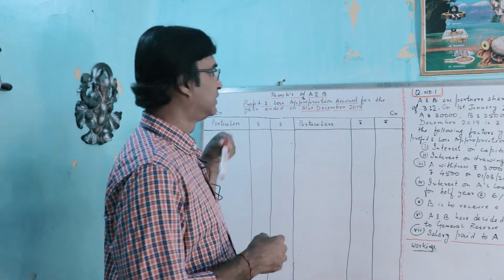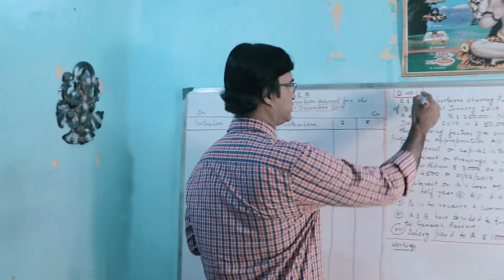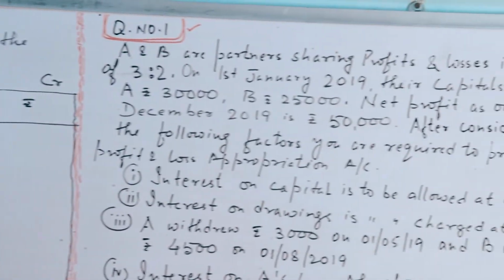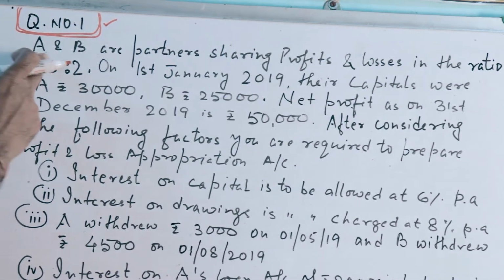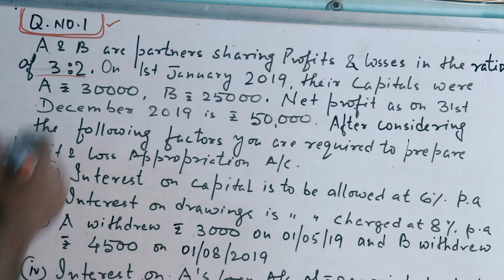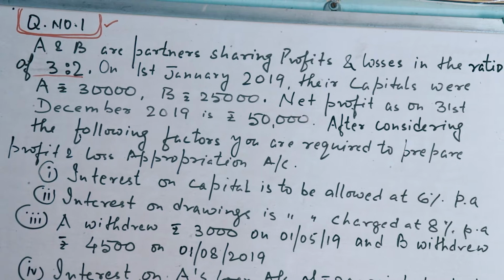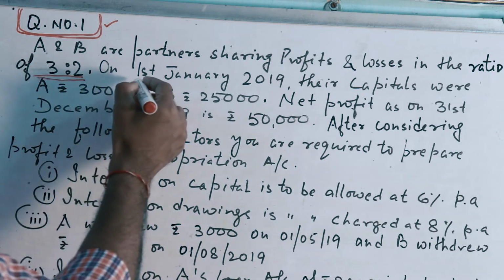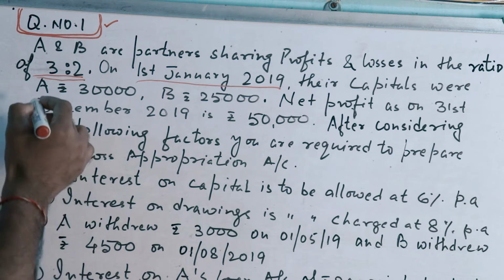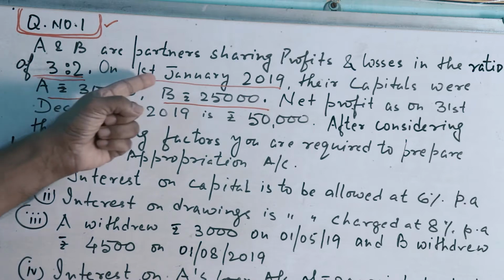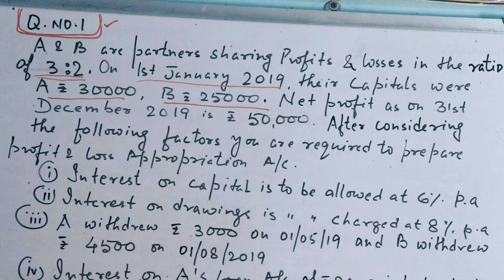So now look at this question. Here is the question I have already written. A and B are partners sharing profits and losses in the ratio of 3:2. There are two partners, A and B. They have decided to share profits or loss in the ratio of 3:2. On 1st January 2019, their capital were A 30,000, B 25,000. That means this is the opening balance of capital.